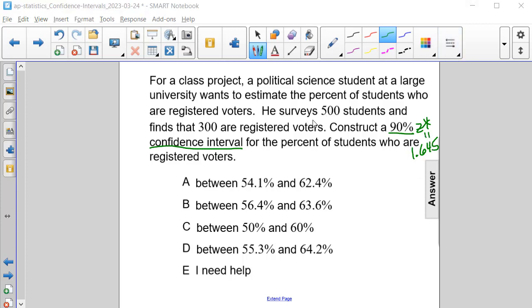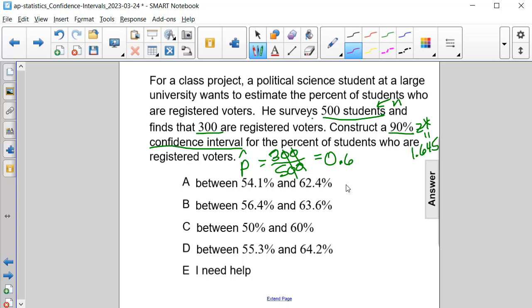The next step is to determine the values of n and p hat. Well, the value of n is the total that were surveyed, and that's 500. So this is our n value. And then the findings are that 300 out of 500 are registered to vote. So therefore, if we take the 300 and 500 and divide them, this will give us our p hat value, and that reduces to 3/5 or 6/10.